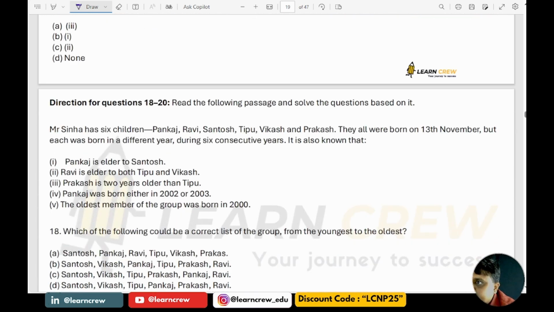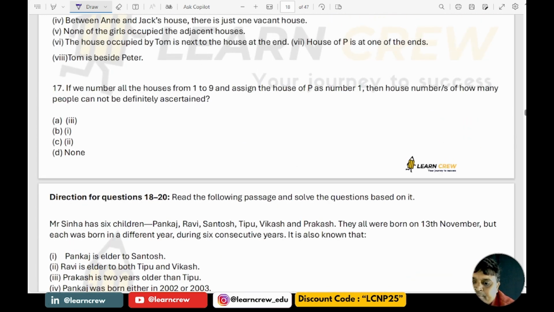Next, question number 17. If we number all houses from 1 to 9 and assign the house of P as number 1, then the house numbers of how many people cannot definitely ascertain.